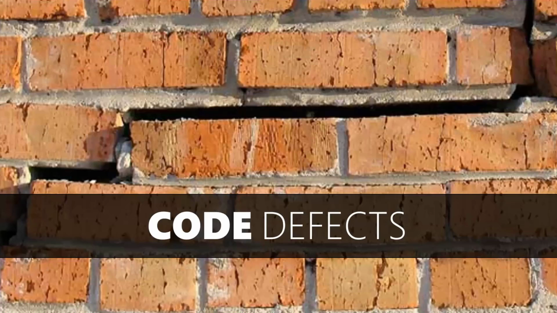Basically, if you create a bug and you create code that relies on that bug being in place, then you've created two bugs.